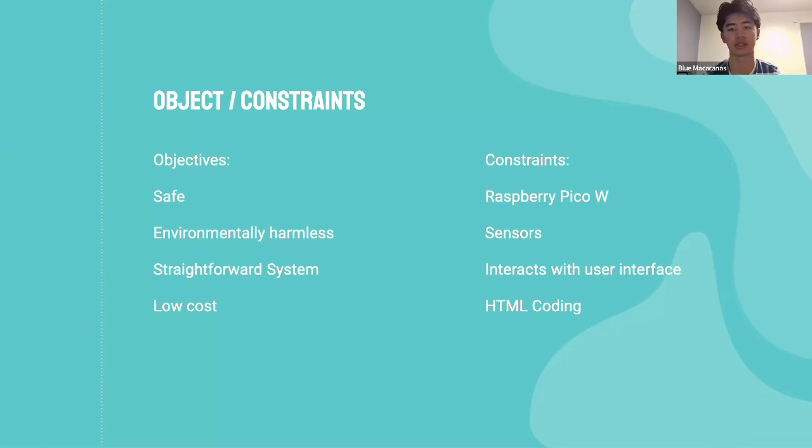Our constraint is that we have to use the Raspberry Pi Pico W as our main processor, to connect sensors, and to interact with the user interface using HTML coding.